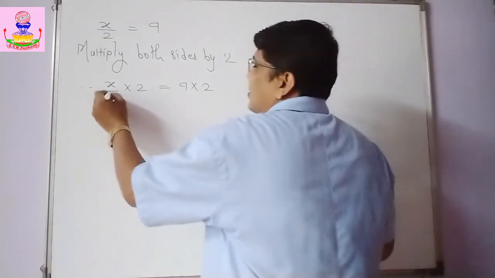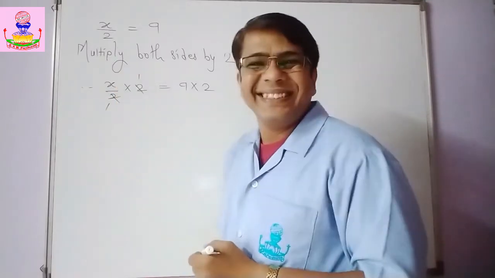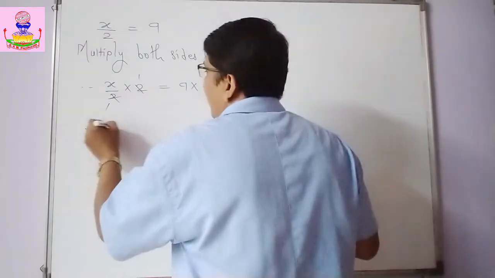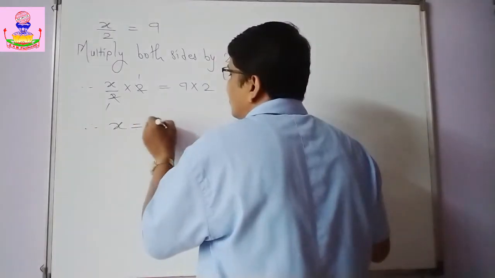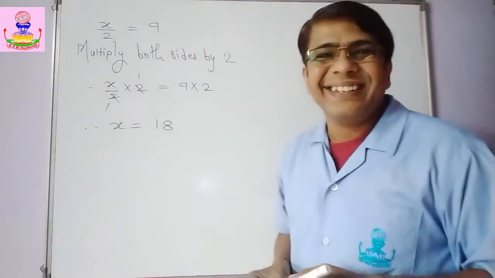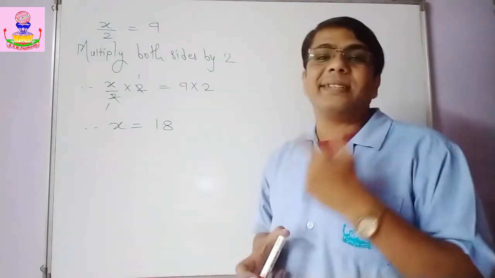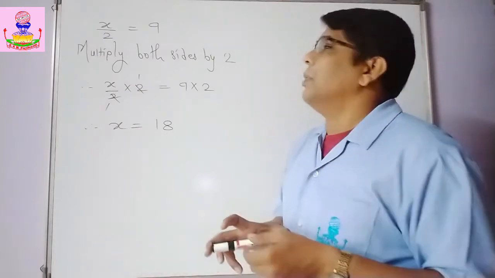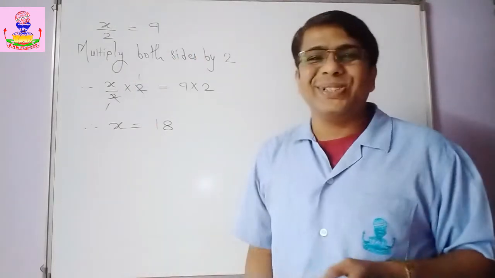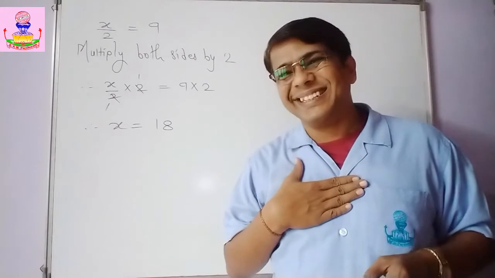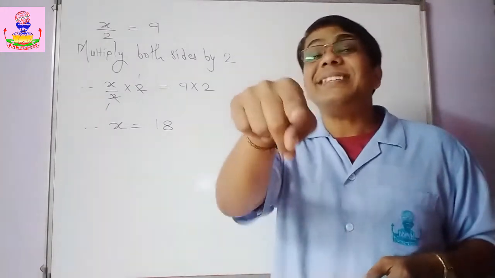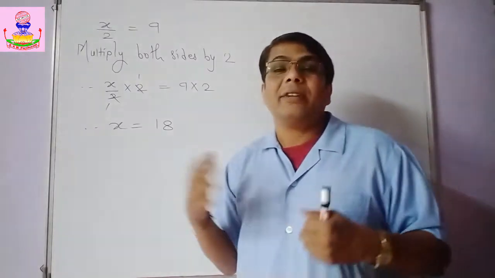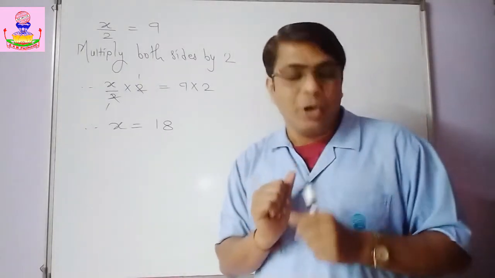Okay, so 2 1s are 2. What is left? Only x. x into 1 is x. So x is equal to 9 2s are 18. So the value of x is 18, or the solution of the equation is 18. Now you can check it. 18 divided by 2. I know the tables. 2 how many is 18? 9s are. So the answer is x is equal to 18. So that means I am correct. You understand? Okay.